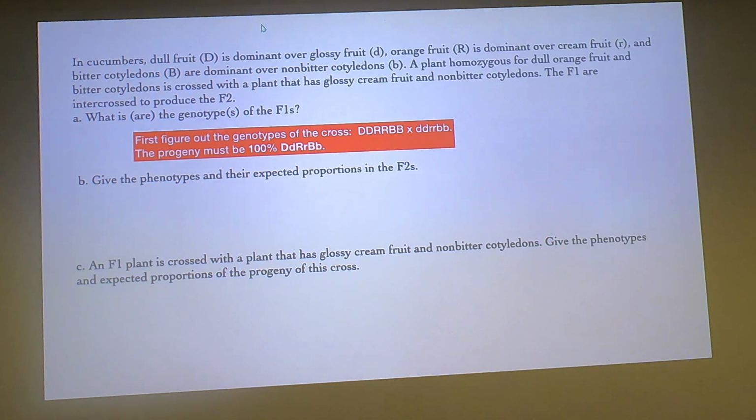We all good so far? All right. And I say, okay, give the phenotypes and their expected proportions in the F2s. Oh boy, okay, we're going to cross this by this. We're going to get these heterozygotes in the F1s. And then we're going to cross big D, little d, big R, little r, big B, little b by big D, little d, big R, little r, big B, little b. So we're going to do the next cross to make the F2s. And here I ask, what are the phenotypes and the expected proportions in the F2s?